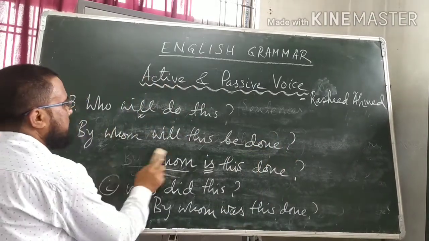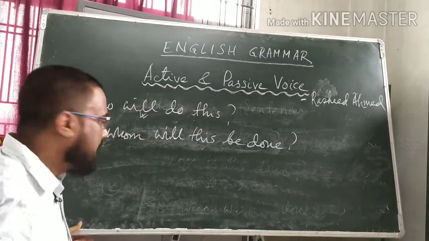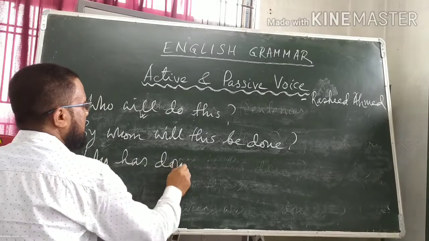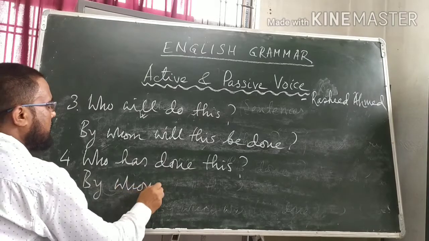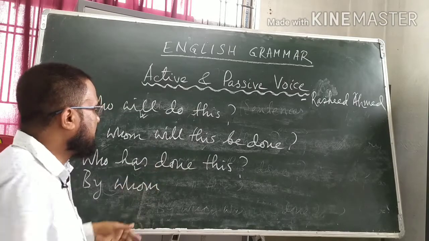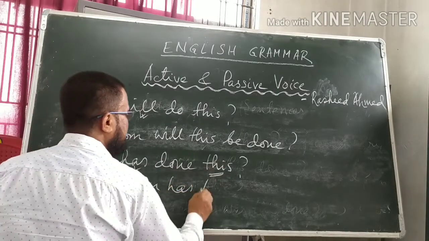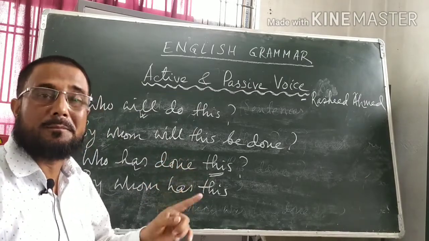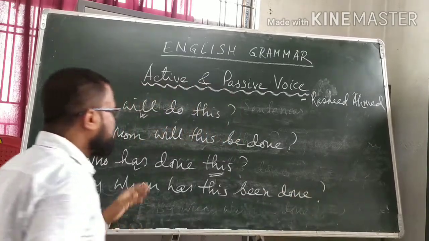If it is present perfect tense, for example, who has done this? Again it will be by whom. Has is present perfect tense. In passive voice it will be has or have, depending on the object. Since the object is also third person singular, by whom has this? Then in present perfect tense, be is used in passive voice in the past participle form been. By whom has this been done?